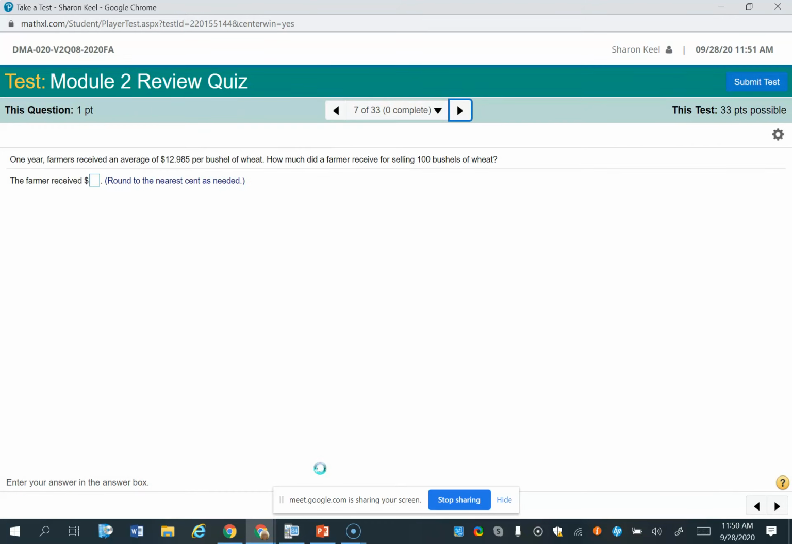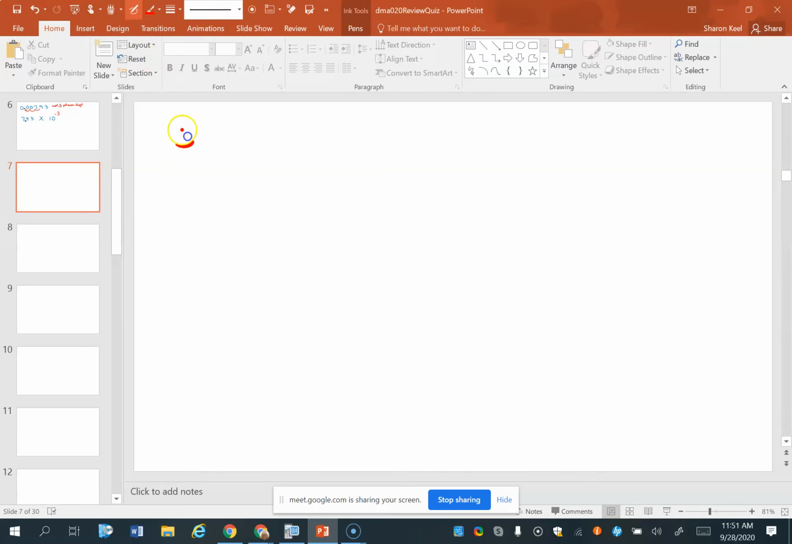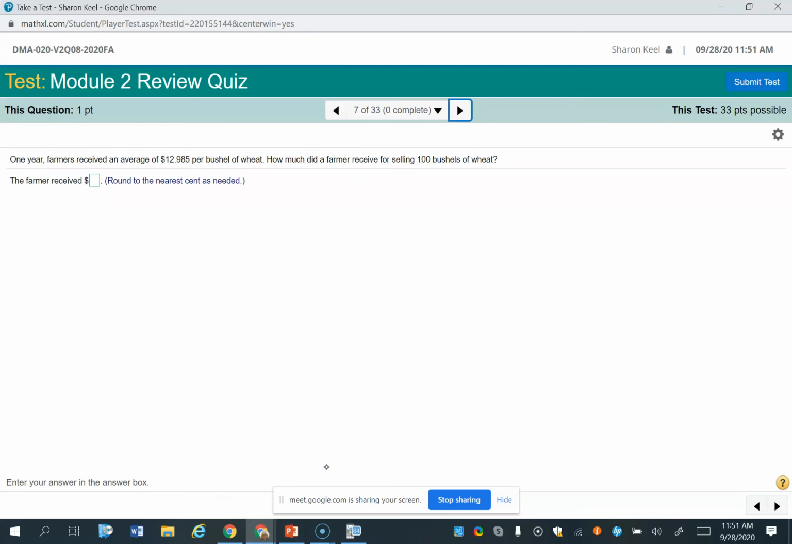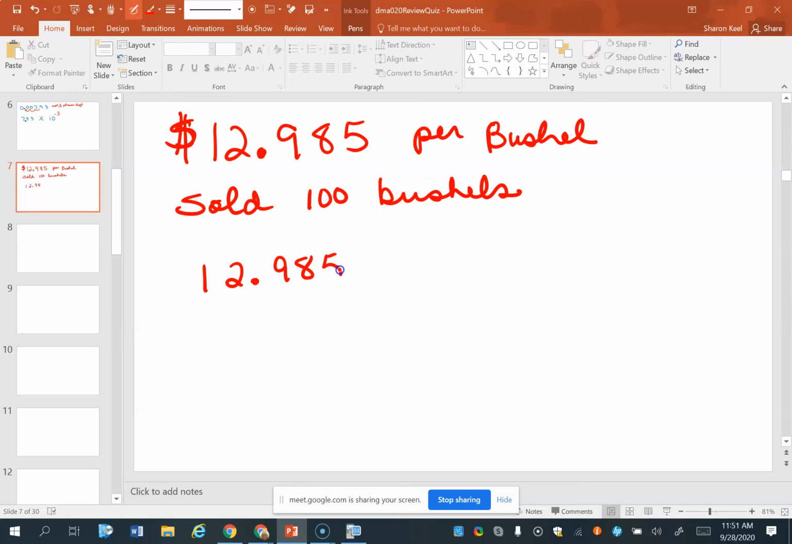One year, farmers receive an average of 12 dollars and 98.5 cents per bushel of wheat. That's how much we get per bushel. How much did a farmer receive for selling 100 bushels of wheat? So to get our solution, we multiply by 100.